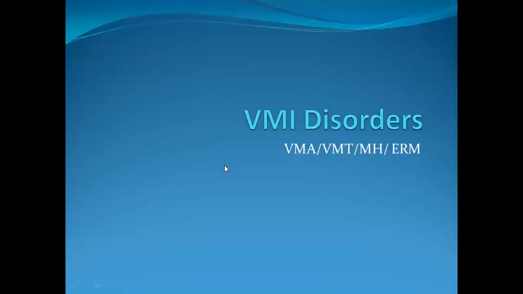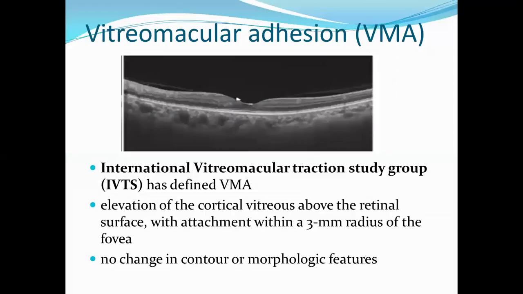Then coming on to disorders of the vitreomacular interface. This includes vitreomacular adhesion, vitreomacular traction, then macular holes and epiretinal membranes. Coming on to vitreomacular adhesions and vitreomacular tractions, the International Vitreomacular Traction Study Group had defined two things. One is VMA, which is vitreomacular adhesion. It is defined as separation of perifoveal cortical vitreous.